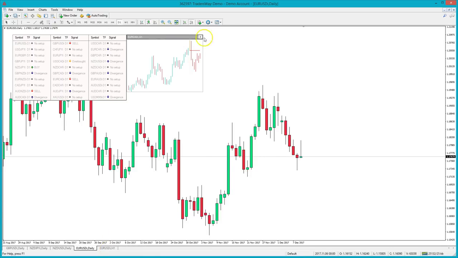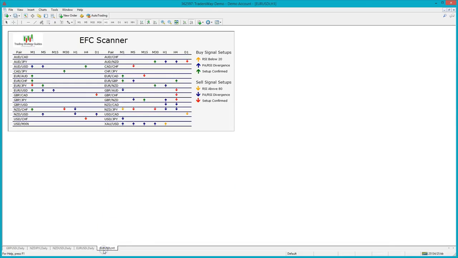So again, if you don't like this new version, say you already got the EFC, and you took a look at it and said, I really like the other scanner better, I'll stick with that one.